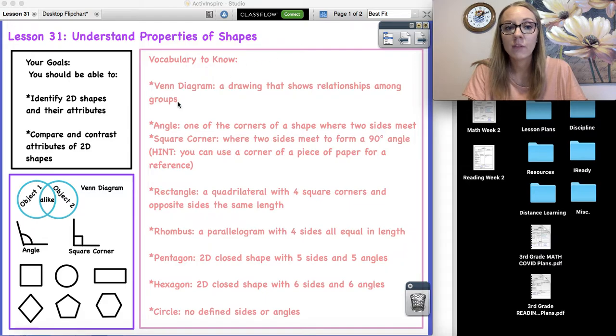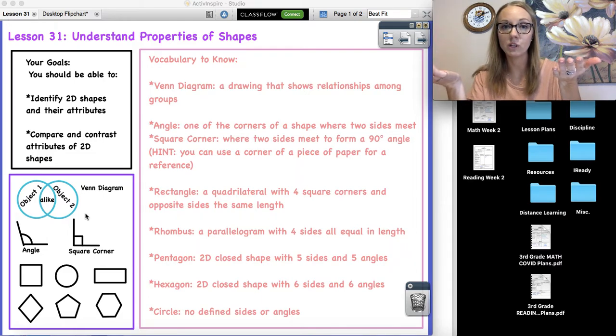Vocabulary to know, we have a Venn diagram, and that's just a drawing that shows relationships among groups, and I put an example down here in the bottom. You have object 1, you have object 2, you tell things about object 1, you tell things about object 2. Where they cross is where you tell how they are the same.